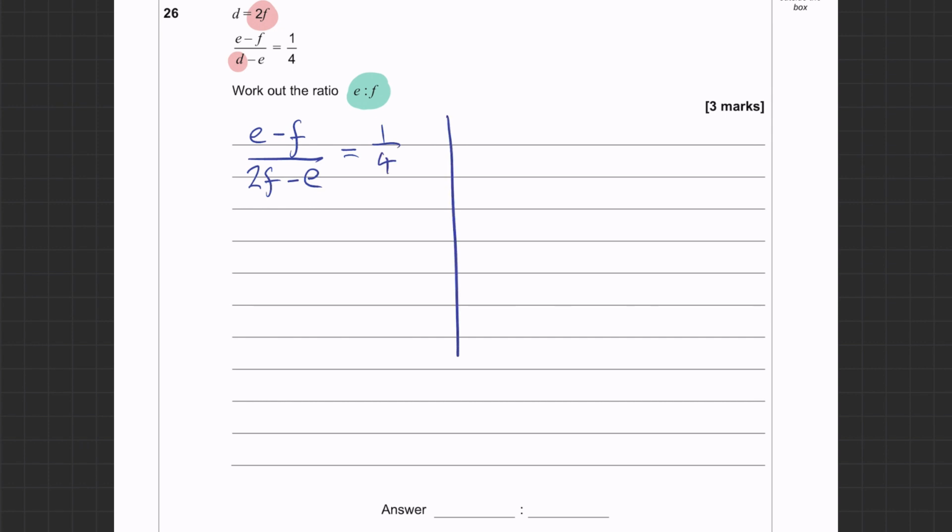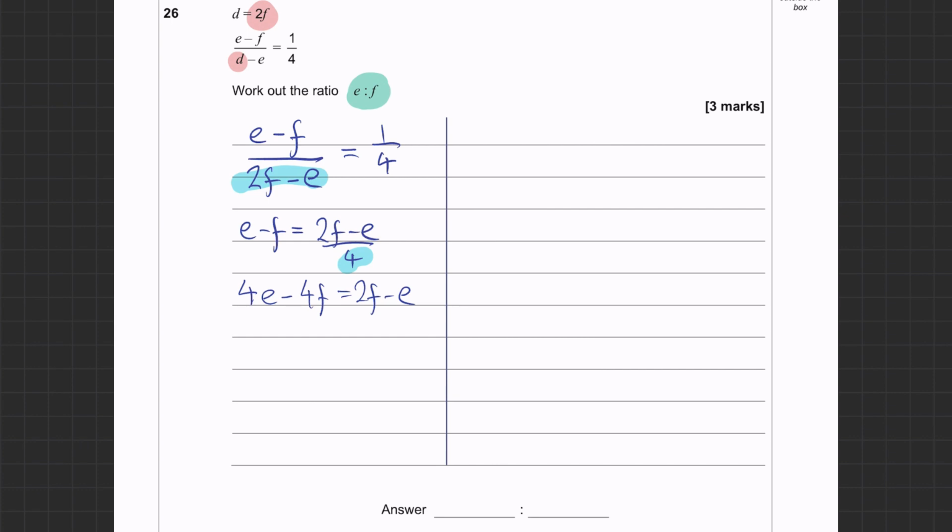I'm actually going to show this two ways to you. So I'm going to show you the algebraic way first. So I'm going to multiply both sides by this 2f minus e. So we have e minus f equals, well, 1 lot of 2f minus e is 2f minus e, and then all over 4. Then multiply both sides by this 4 here. So we've got 4 lots of e minus 4 lots of f equals 2f minus e. I'm going to add e to both sides. So we've got 5e minus 4f is 2f. Then add 4f to both sides. We've got 5e is 6f.